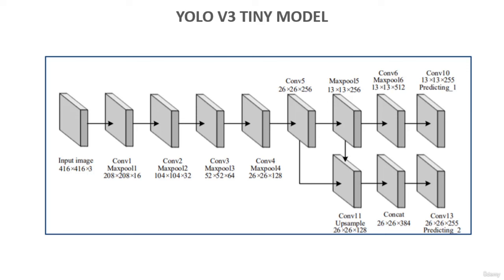From an implementation perspective, YOLO V3 Tiny can be considered as a lightweight variant of YOLO V3, which takes less running time, that is, it is fast but has less accuracy as compared to YOLO V3.